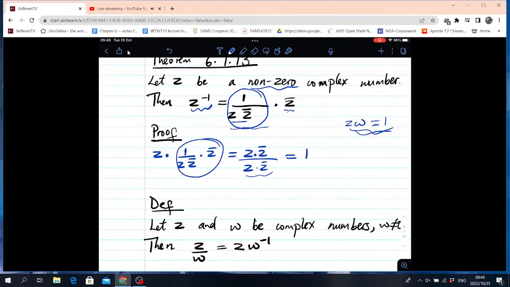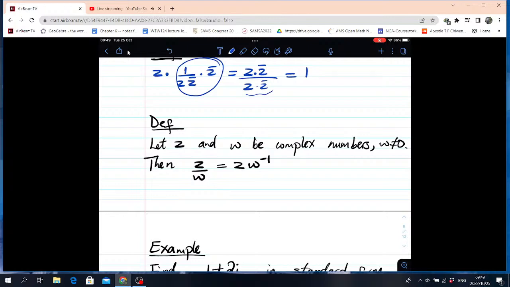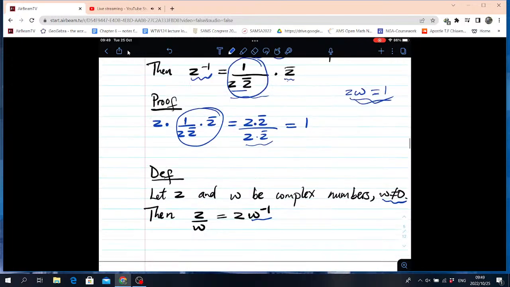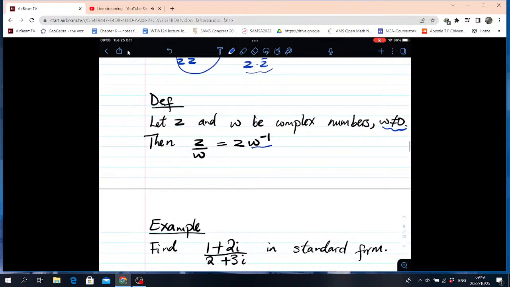Right. So now we have an idea of how to find the inverse of a complex number. And so now what we want to know is how can we divide? Well, division is such that if you've got Z and W and you want to divide Z by W, where W is a non-zero complex number, then Z over W will just be Z times the inverse of W. Since now we know what the inverse is, we can find what this is going to be equal to. So that's how we divide our complex numbers.